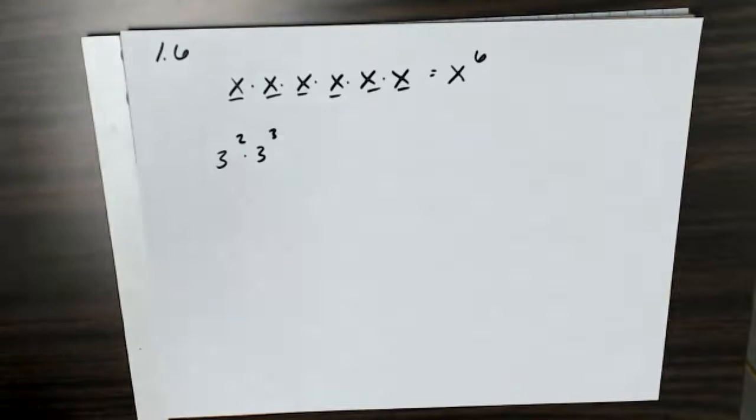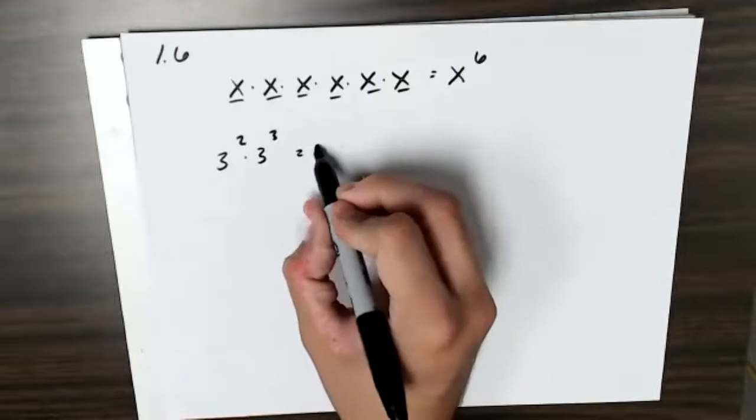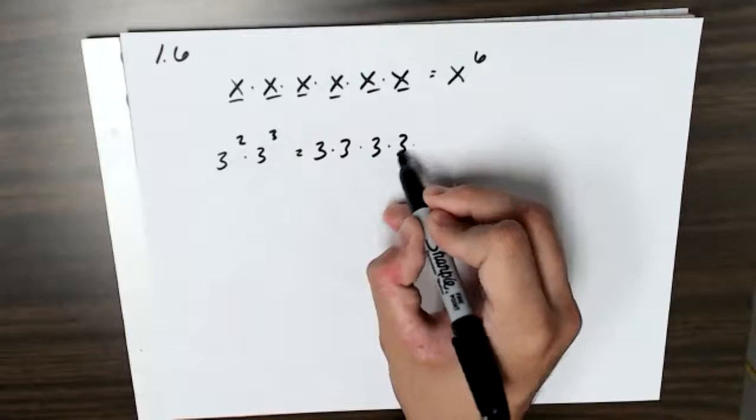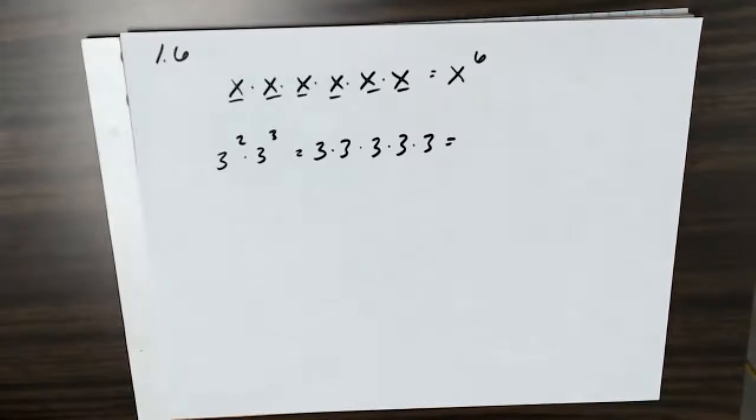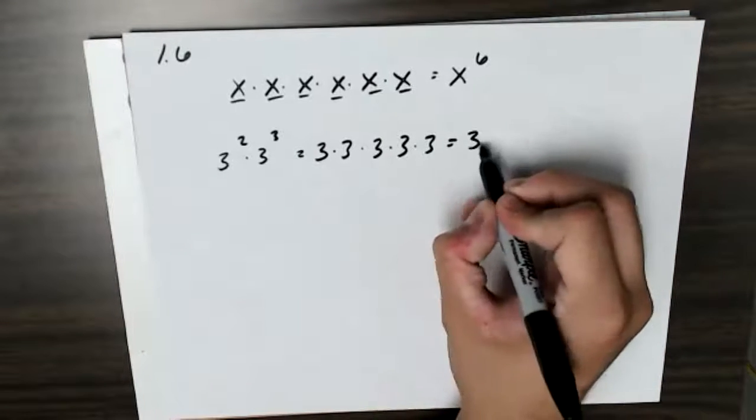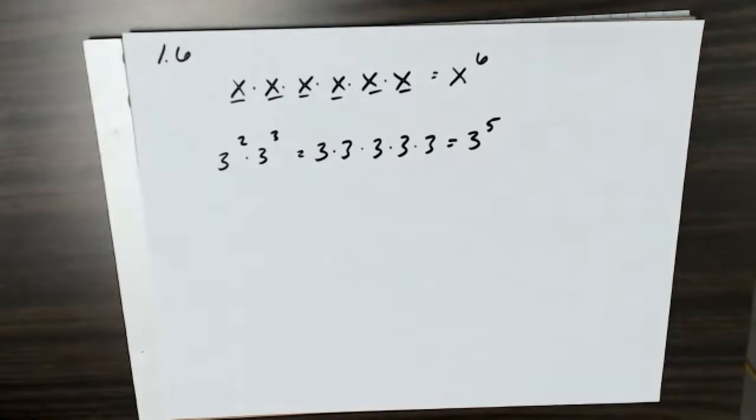Well, you could easily write this out and say it's 3 times 3 times 3 times 3 times 3. And there's nothing wrong in doing that. And you'll realize there's 5 of them. It's 3 to the 5th, right?